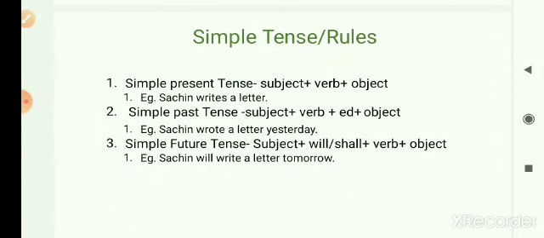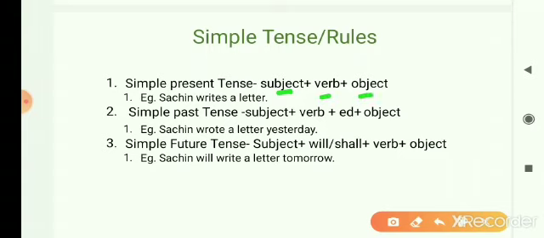First we have to know that there is always subject, verb, object. In every tense we have to remember the subject, verb, object. In between there will be a few changes. Now, what is the rule for simple present tense? Subject plus verb plus object. The sentence is Sachin writes a letter. Sachin is the subject, writes is the verb, and letter is the object.